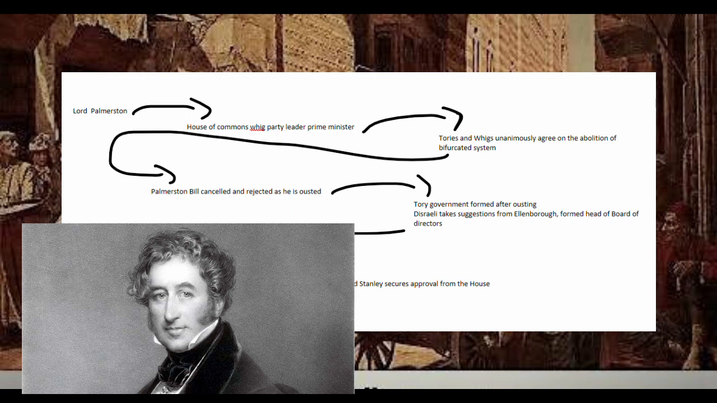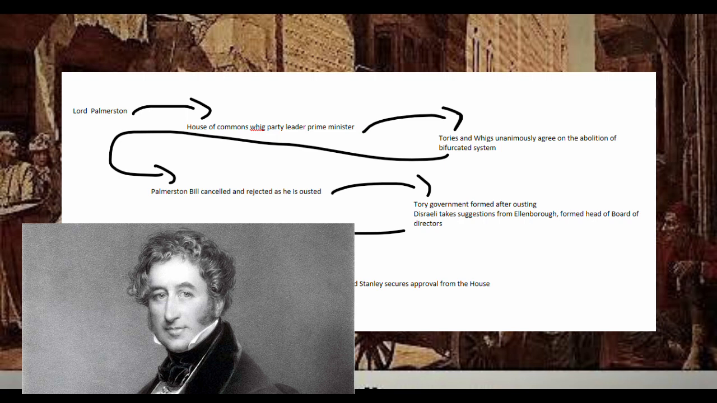However, the Palmerston Bill included some provisions like having an eight-member council system where the British government, the Crown, the House of Commons would have a direct say over who exactly would be elected in the council, as well as a direct say over who exactly would be in the board of directors. The Palmerston Bill would, however, be cancelled and rejected as he is ousted because of some controversy. The controversy was something related to murder around that premise.